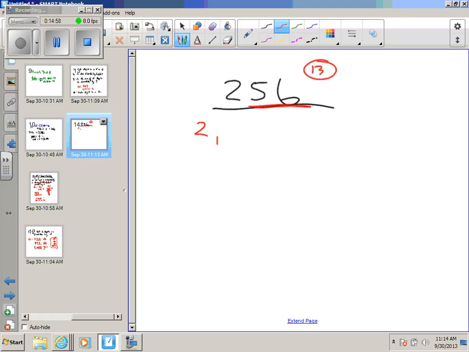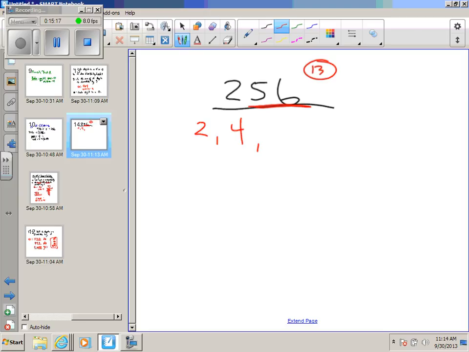Let's look at the last 2 digits. Is 56 divisible by 4? What benchmark did you use? 60 and go back 4 gives you where? 56, right? Okay. Is it divisible by 5?